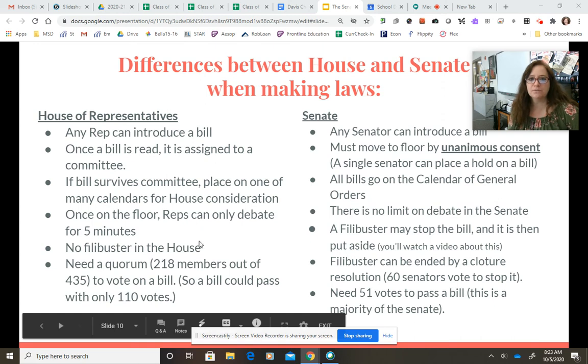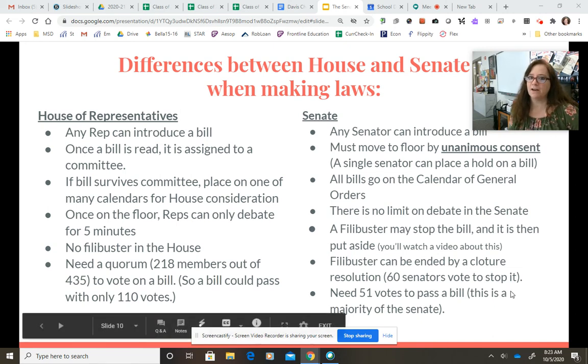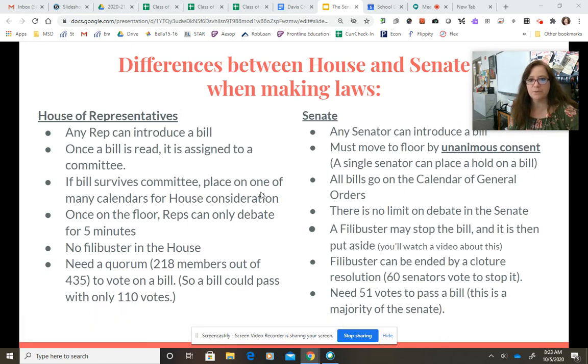In the House, for bills, you need a quorum to vote on a bill. So a bill could technically pass with only 110 votes. In the Senate, you need 51. So you need all 100 vote. Well, I guess not all 100 have to vote, but 51 have to vote to pass a bill. So there's some pretty big differences between the House and the Senate.